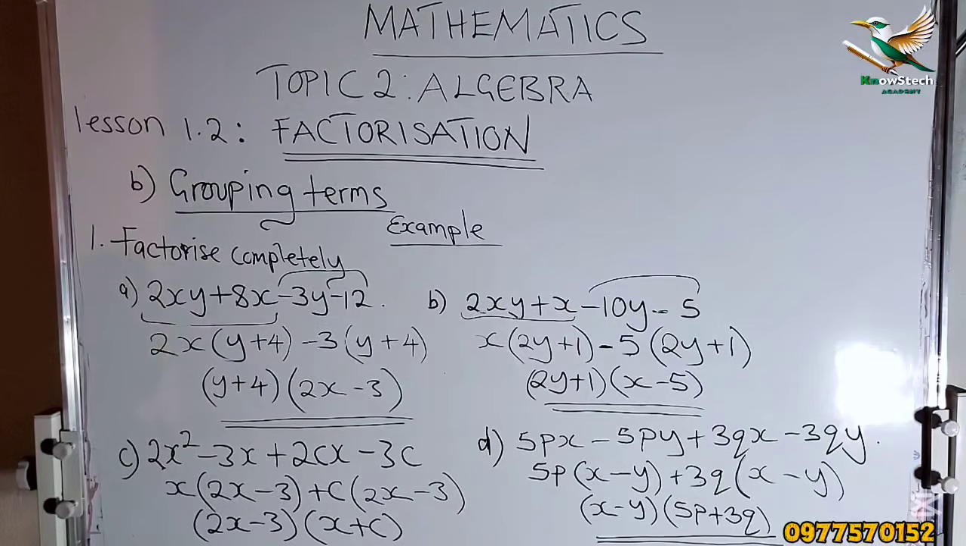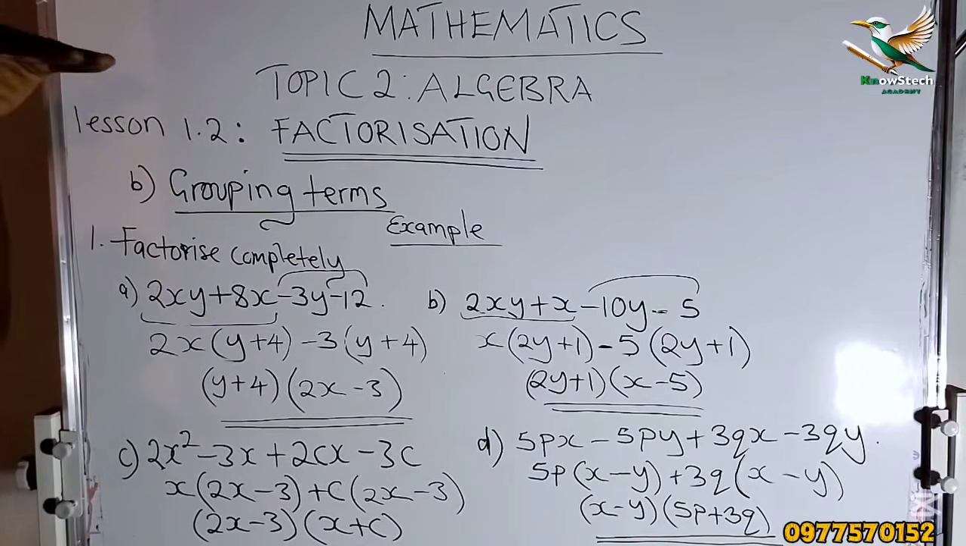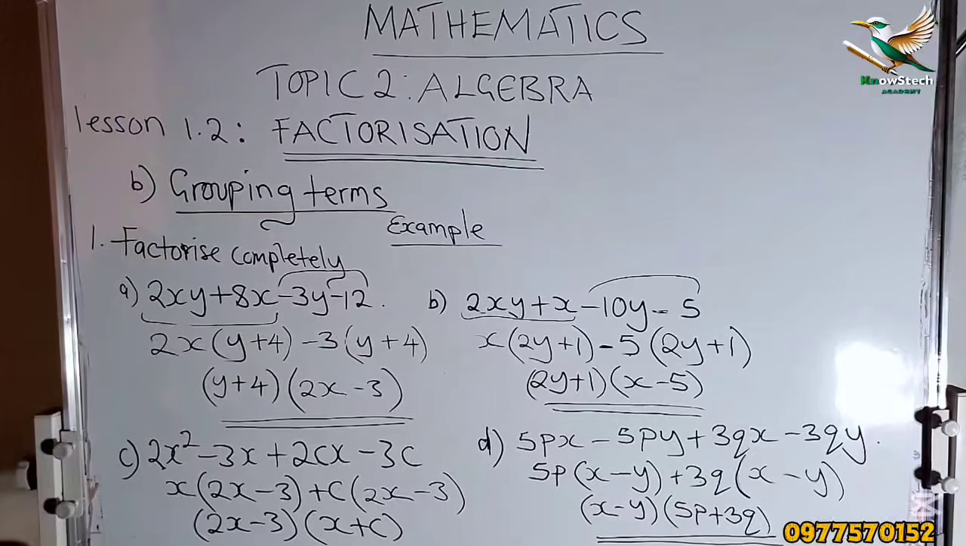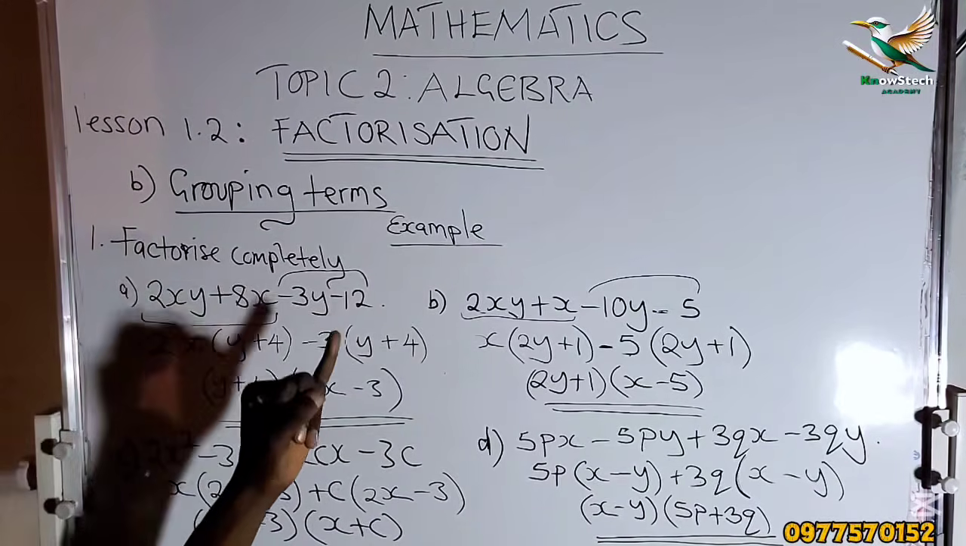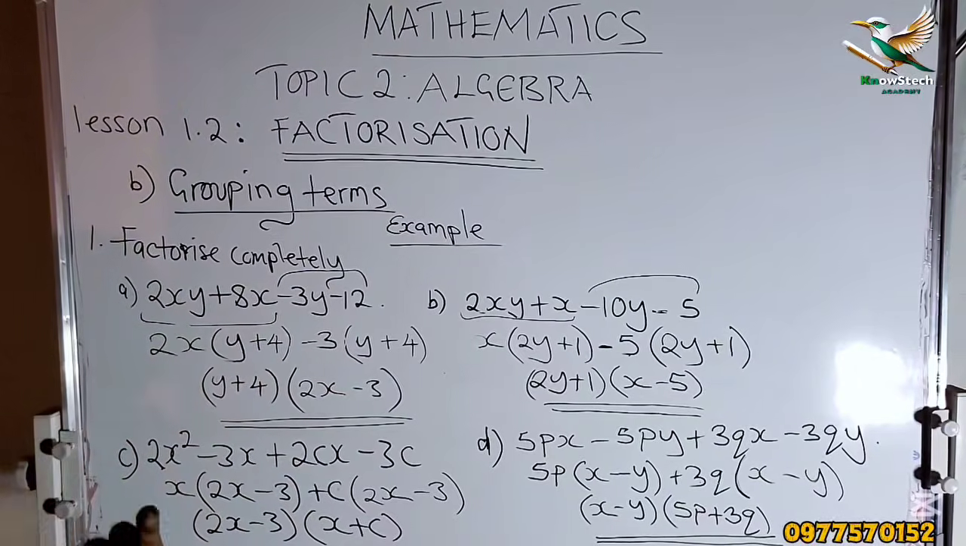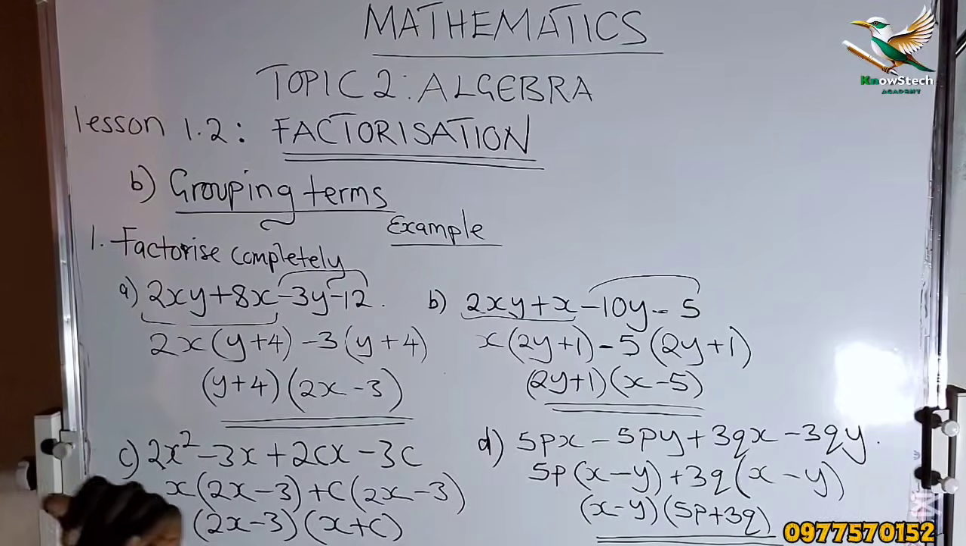Okay, so guys, this is what we've done. We've looked at grouping terms. So we are done, and these are examination questions. So we're done with the first two common factors, grouping terms. We're just remaining with the 2. They're just advancing, and the more they advance, the more interesting they get. Okay, grouping terms. The next is factorizing a quadratic expression.